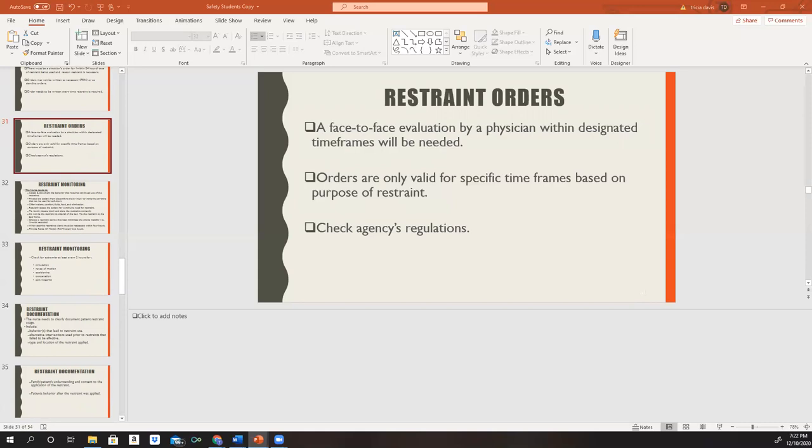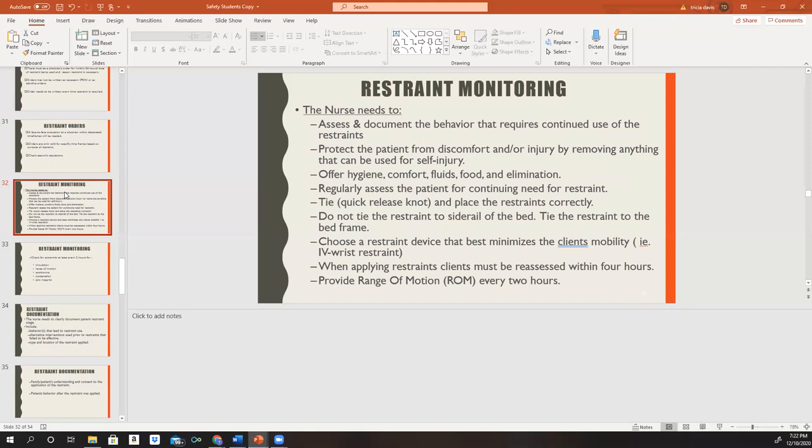All right. So for restraint monitoring, what does the nurse need to do? You're going to want to assess that patient and then document the behavior that requires the continued use of the restraint. So not every 4 hours, not every 6 hours, not once a shift: every 2 hours or more, you need to have your eyes on that patient, because you need to keep in the back of your mind, this is a very temporary situation. You're only using this for the least amount of time that you have to. It's essential that you move and progress and get the patient out of the restraints.